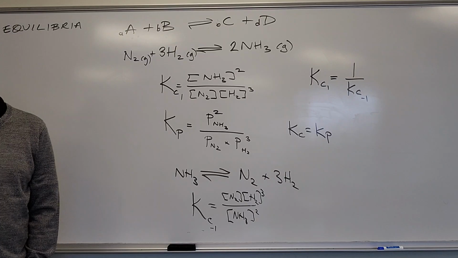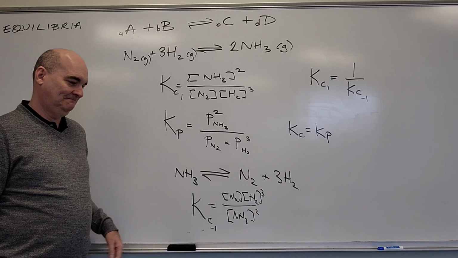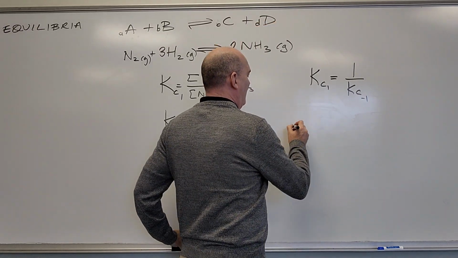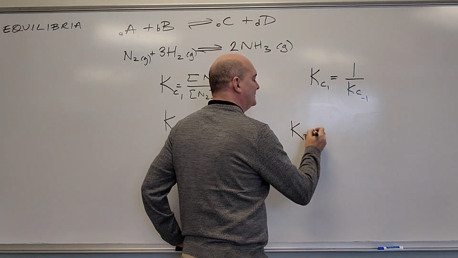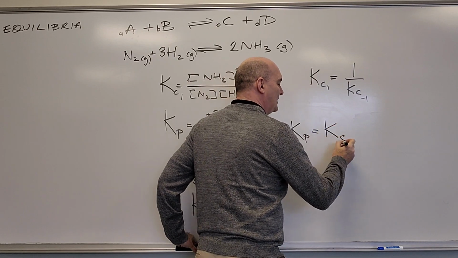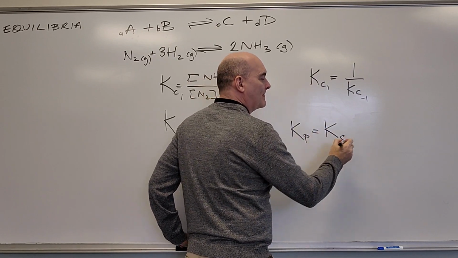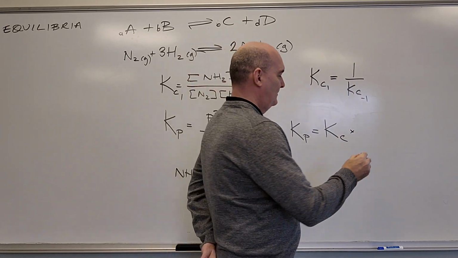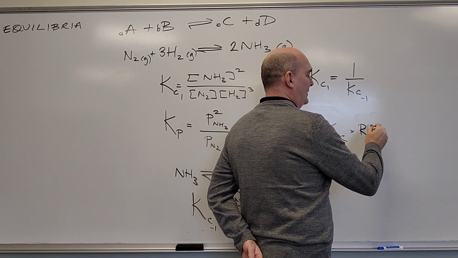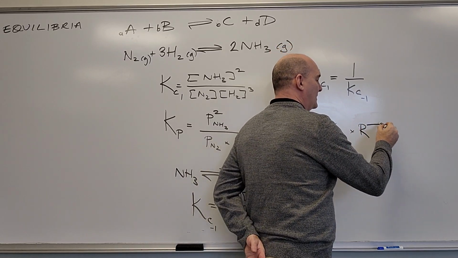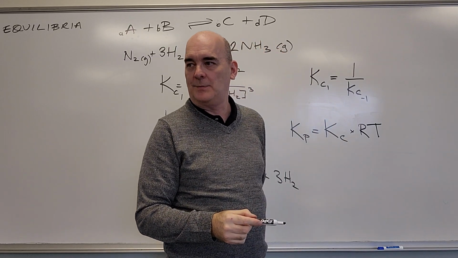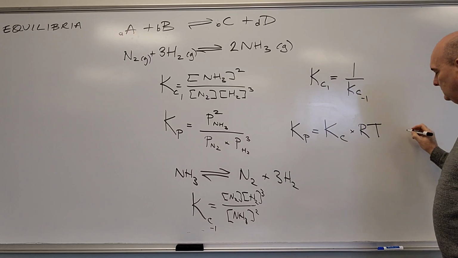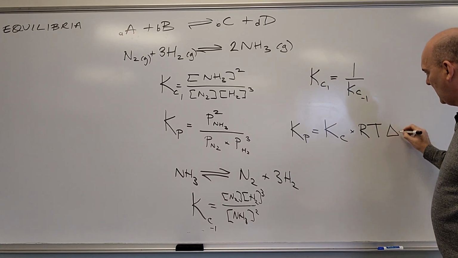Oh yeah. Kp equals Kc times RT to the change in n. Let's write it the other way. The Kp equals Kc, these are uppercase Ks, multiplied by RT. R is the universal gas constant. T is temperature. And then delta n, which is change in moles.